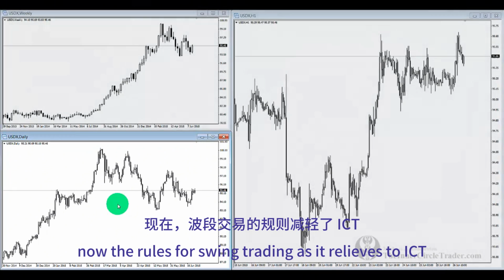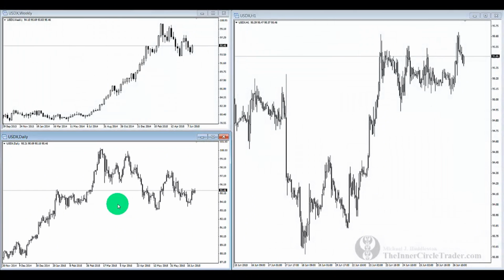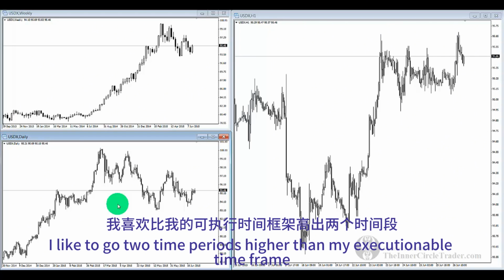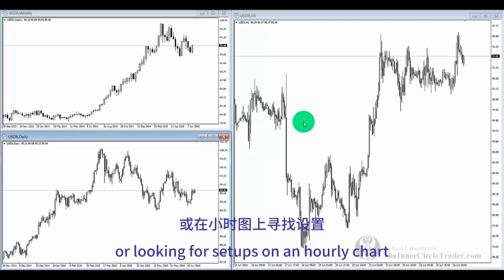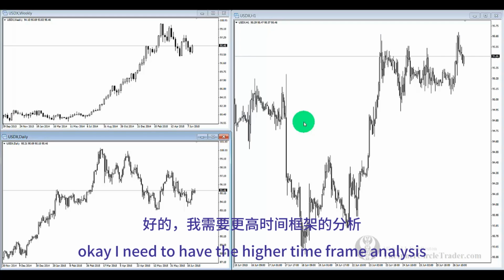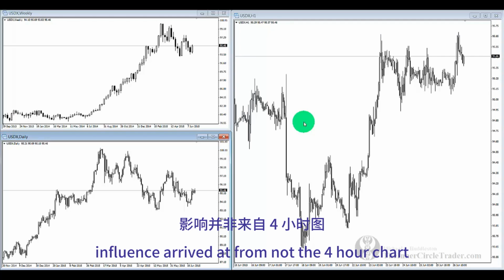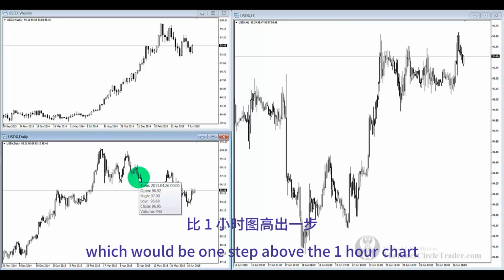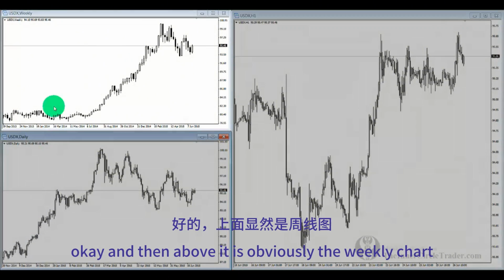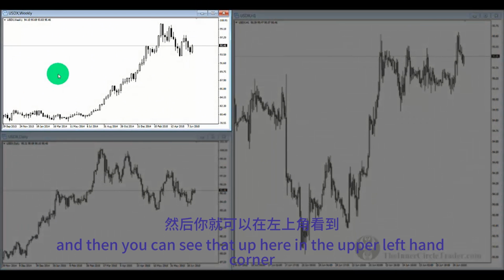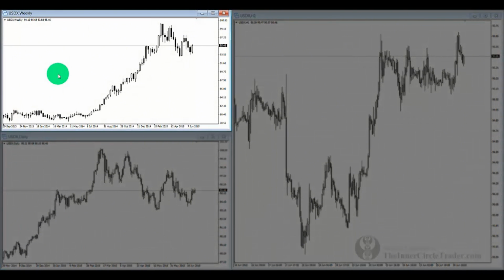Now, the rules for swing trading as it relates to ICT, I like to go 2 time periods higher than my executable time frame. For instance, if I'm trading on an hourly basis or looking for setups on an hourly chart, okay, I need to have the higher time frame analysis influence arrived at from not the 4 hour chart, which would be one step above the 1 hour chart. I'm looking at the daily chart, okay, and then above it is obviously the weekly chart, and then you can see that up here in the upper left hand corner.